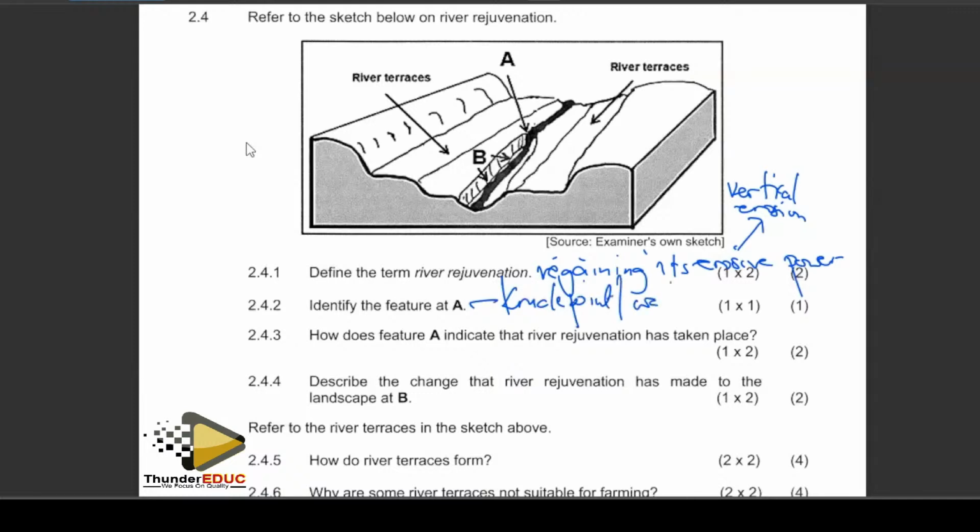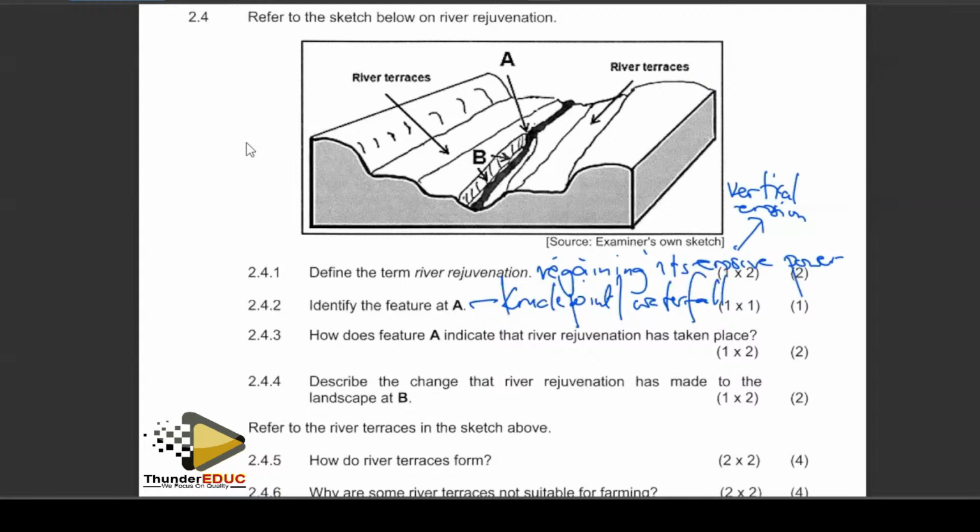Or it could be a waterfall. A nick point or a waterfall is typical of a feature that we find where there's a sudden drop in gradient along the river channel. How does feature A indicate that river rejuvenation has taken place? What is the justification that there is river rejuvenation taking place?